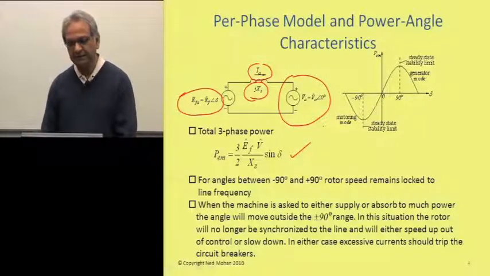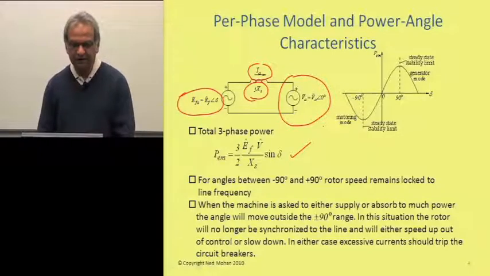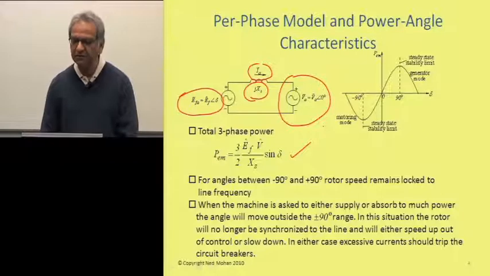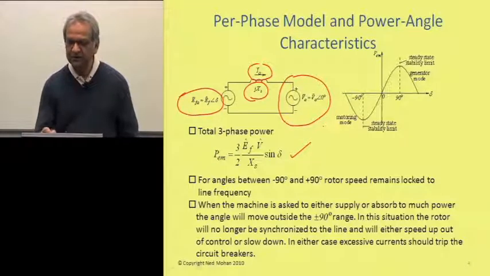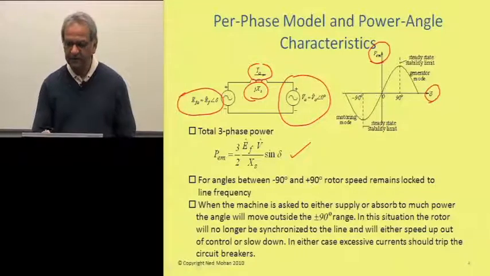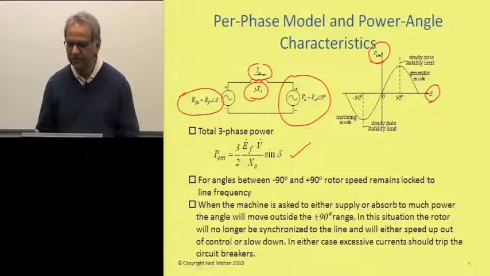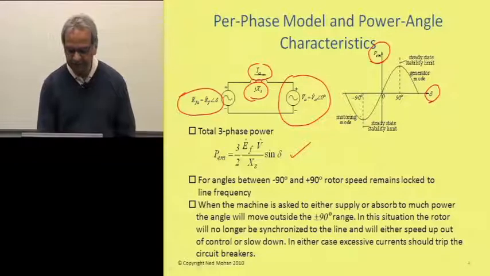And if delta were to become negative, then it will be the other way around. That is, this machine is operating as a motor. So that is what's shown in this diagram here, where as a function of delta, when this delta is positive, this machine is operating as a generator, otherwise it is operating as a motor.